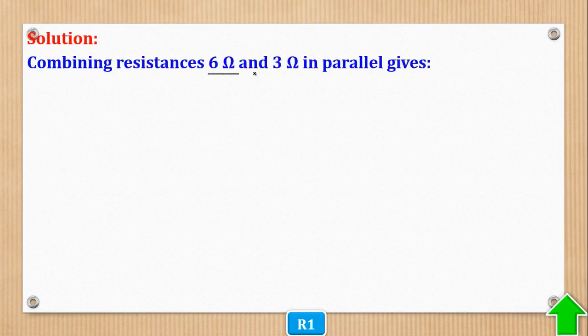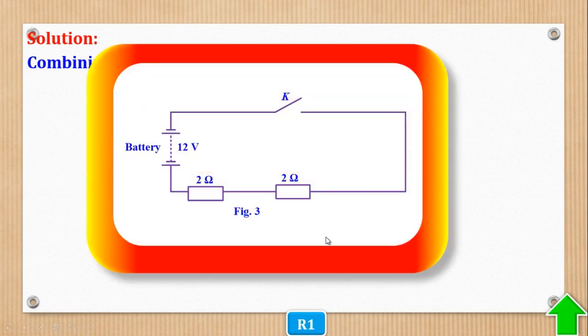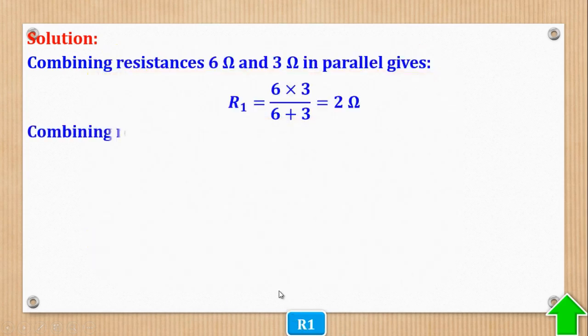So when I combine these 2 in parallel, I come up with the product over sum, which is 2 ohm. That means that those 2 resistors will be replaced by 1 resistor, which is now 2 ohm. Okay, and now when you look at it, the same current flows through both resistances, meaning they are in series. And for series, we just add the individual resistors. So we shall come and get the total resistance by adding.